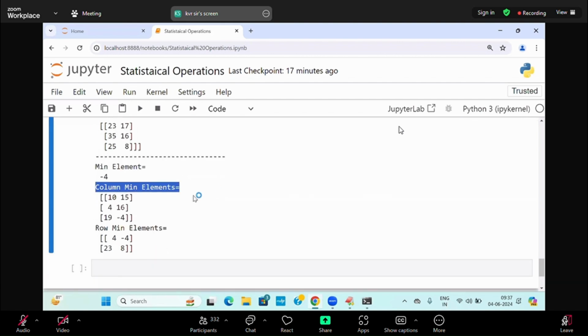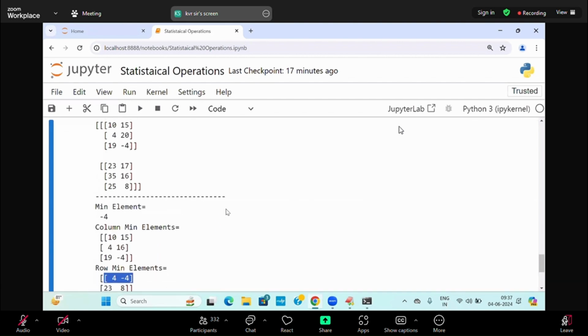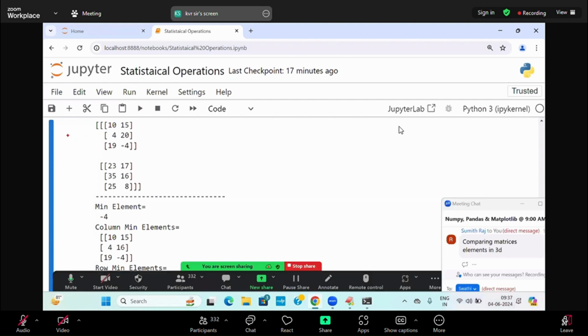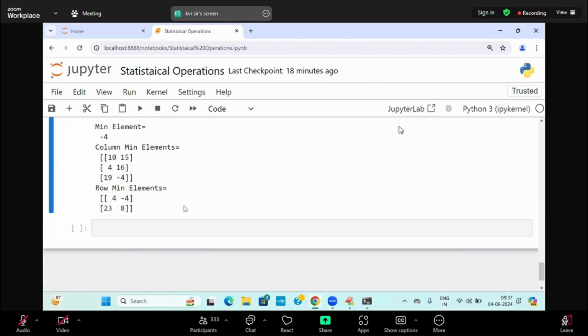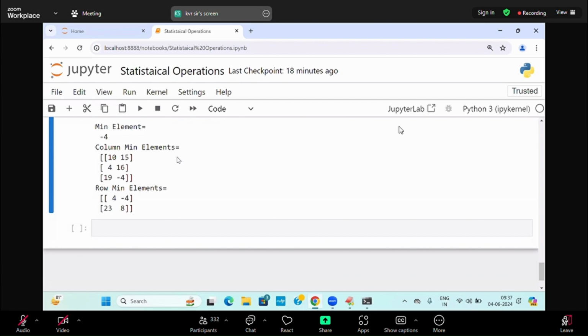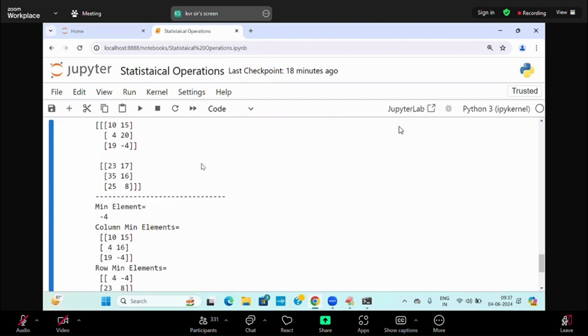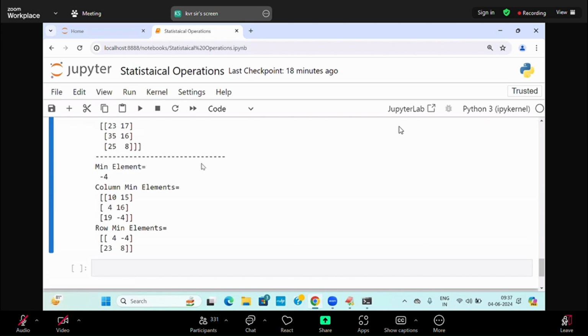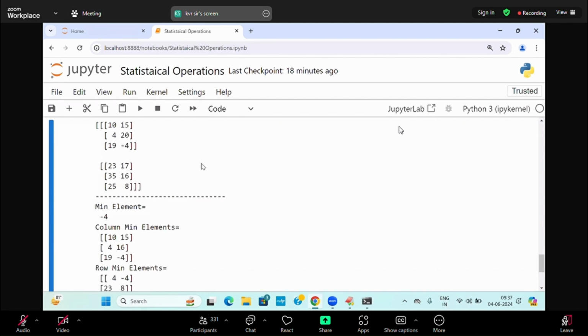Row min. What is coming here? 4 and minus 4 is coming. What is the 4 and minus 4? This is called what here? This entire place. What is it considering here? 4 and minus 4. In the first matrix, 4 and then minus 4. And in the second matrix, 23 and 8.